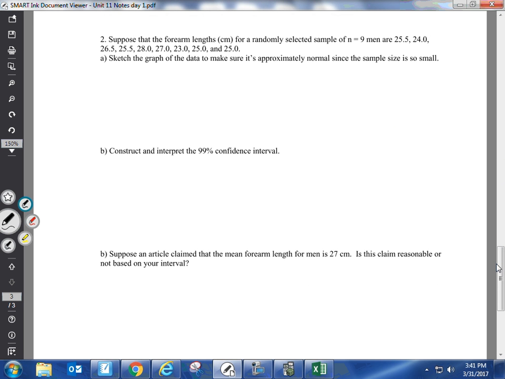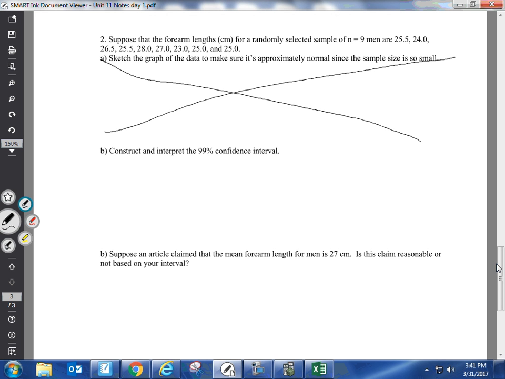Number 2. Suppose that the forearm lengths for a randomly selected sample of 9 men are 25.5, 24, 26.5, 25, and so on. Sketch the graph of the data to make sure it's approximately normal since the sample size is so small. I don't want to do this, because we are going to assume that we took this many samples of 9 men.